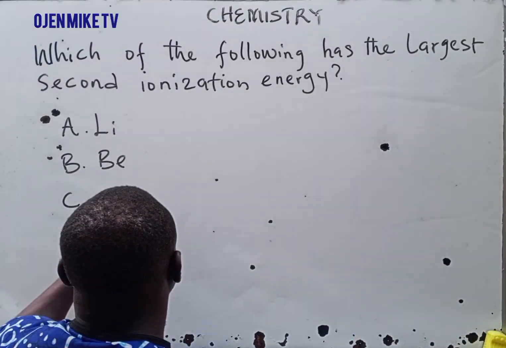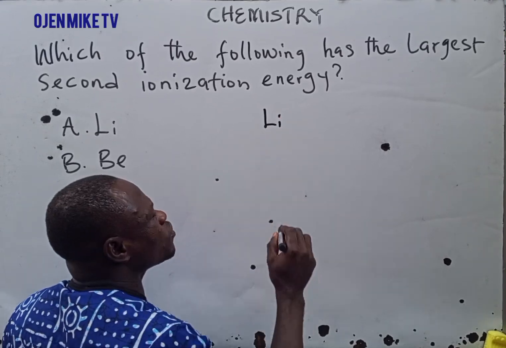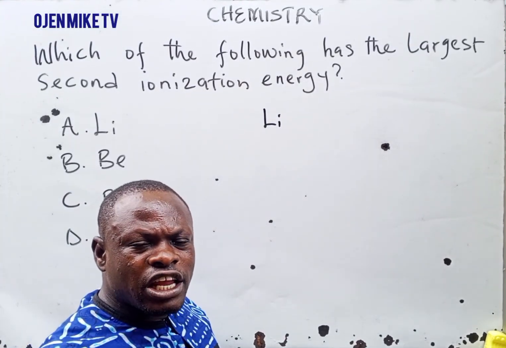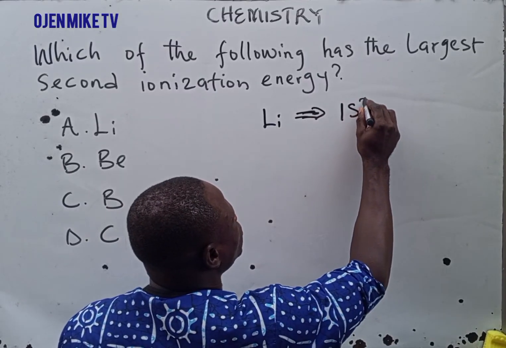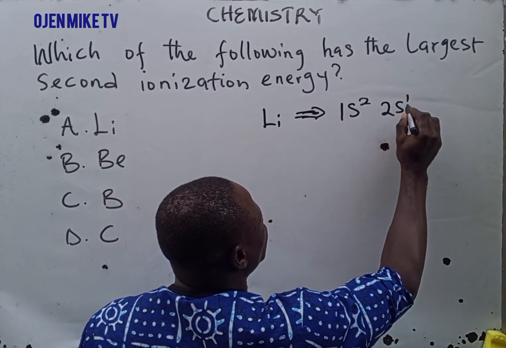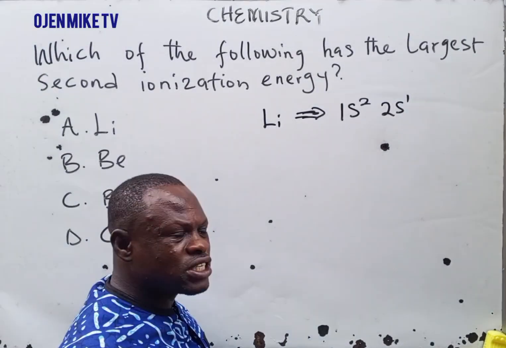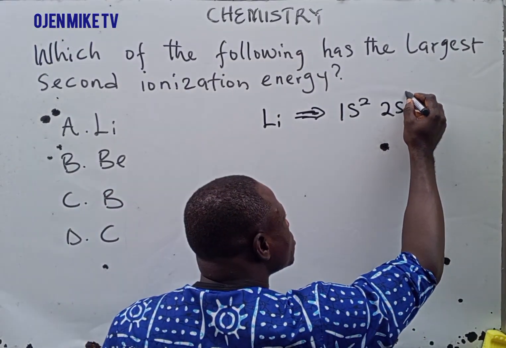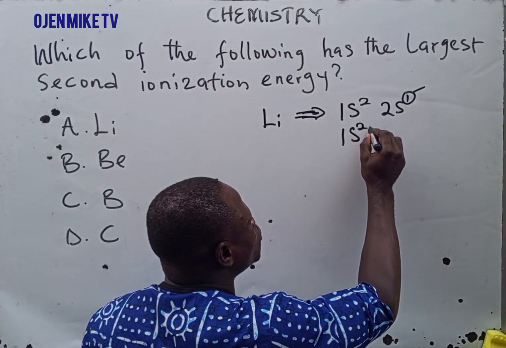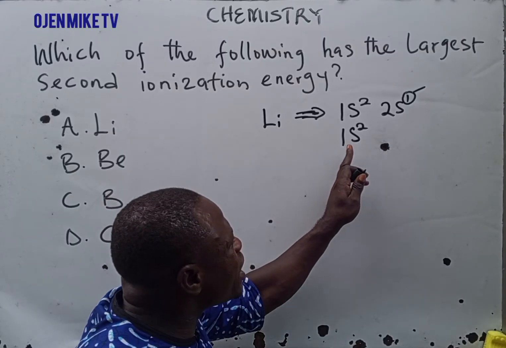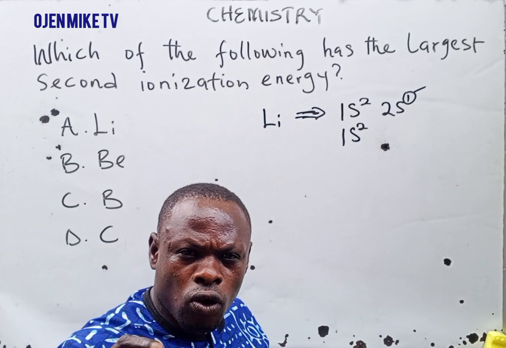Let's illustrate. We are given different options here. If you look at lithium, first of all, let's look at the electronic configuration of lithium. Lithium is 1s2 and 2s1. The first ionization energy of lithium is that you remove this first one, so it is now left with 1s2.